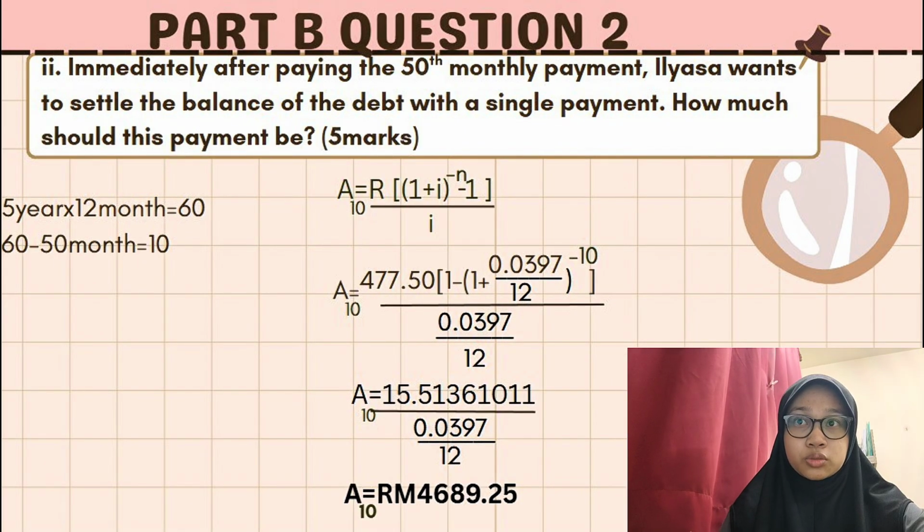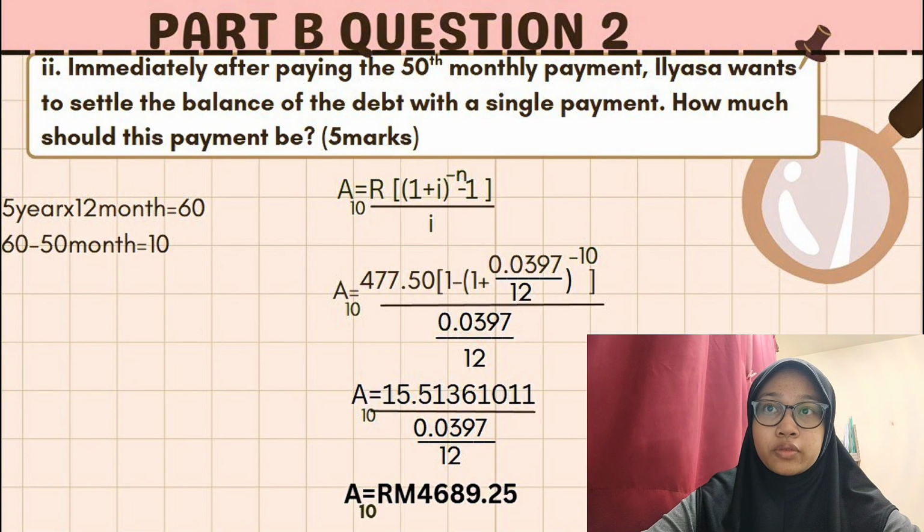Next is II 2. Immediately after paying the 50th monthly payment, Ilyasa wants to settle the balance of the debt with a single payment. How much should this payment be? First, we have to determine how many payments are left. So, the total number of monthly payments is 5 years multiplied by 12 months, which equals 60 months. And Ilyasa has already paid 50 payments. So, the number of payments remaining is 60 minus 50, which equals 10 months.